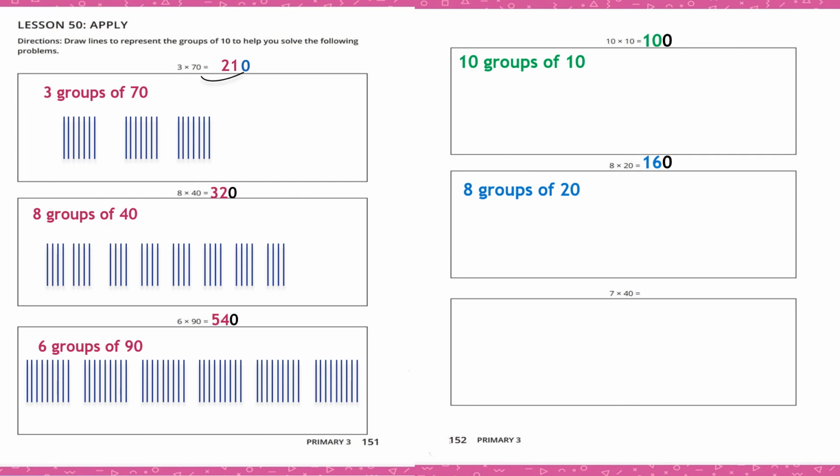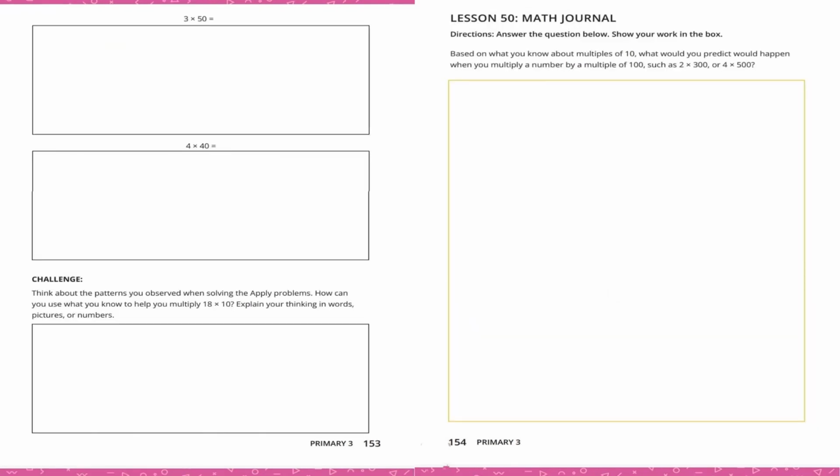The last one, 7 times 40. It means 7 groups of 40. I can take 0 out. 0 in ones, and 4 times 7 is 28. So the total will be 280. 3 times 50. I can take 0 out, and 3 times 5 is 15. So the total will be 150. It also means 3 groups of 50.